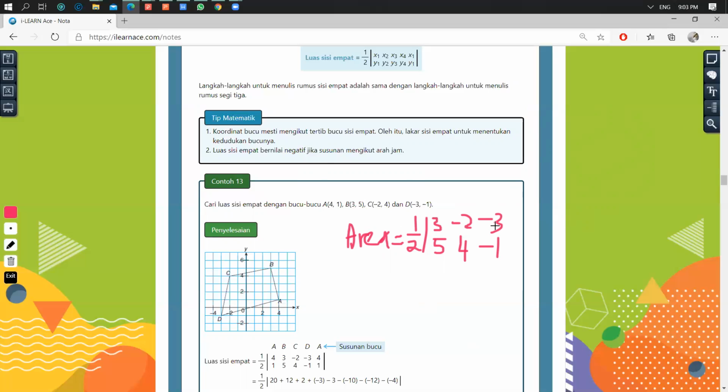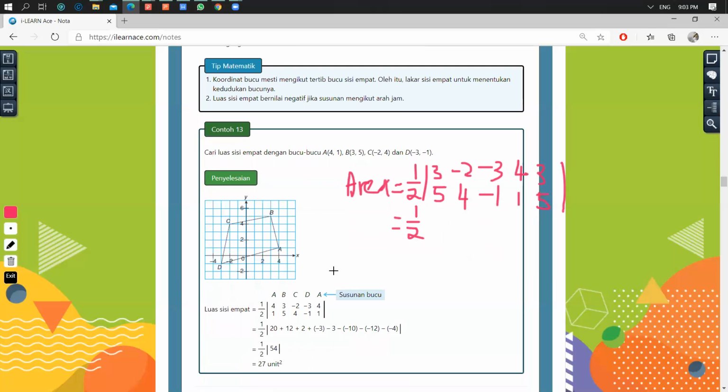All right, let's continue this one. If we have 3, 5 here, -2, 4, -3, -1, then the last one is 4, 1. Then after the last point, you're going to repeat the first point, 3, 5. So this is how you're going to write it. Then you do the next step. I don't want to write it because I'll be running out of space, so I'll just use the answer here. So this is how they arrange it.